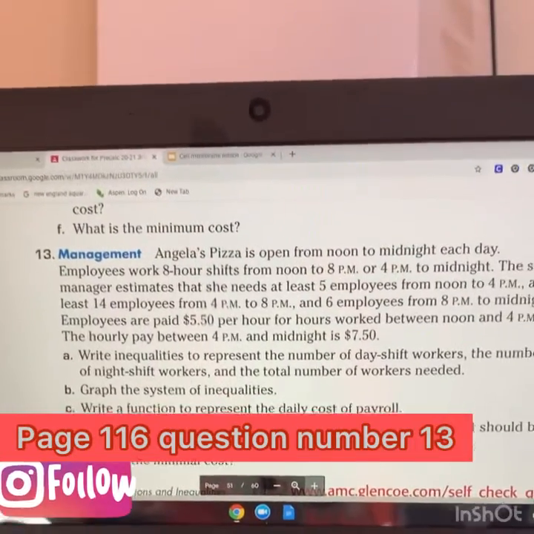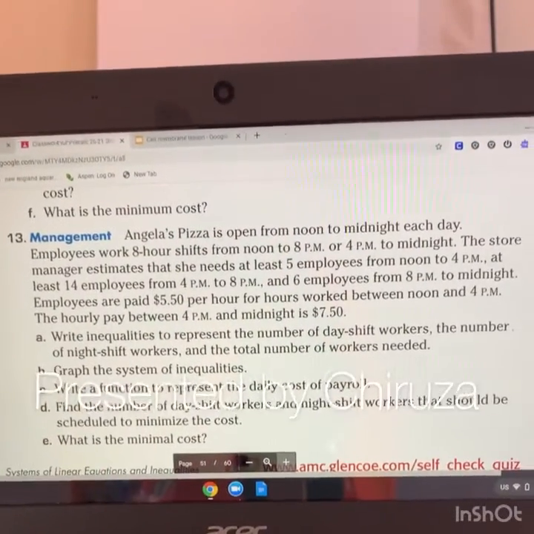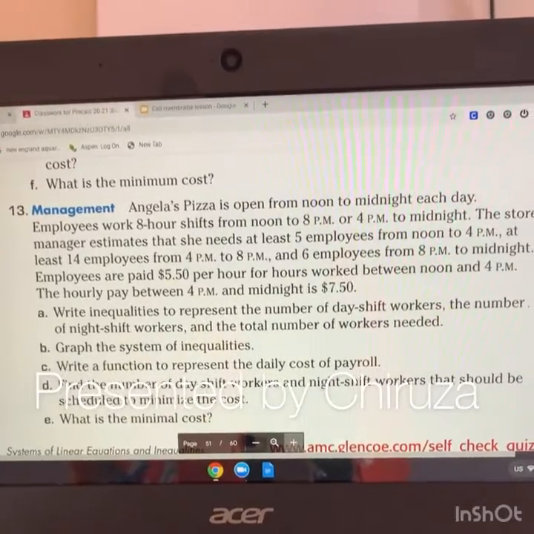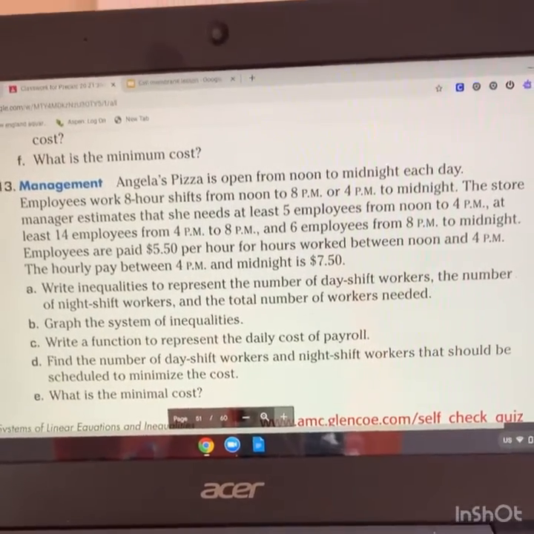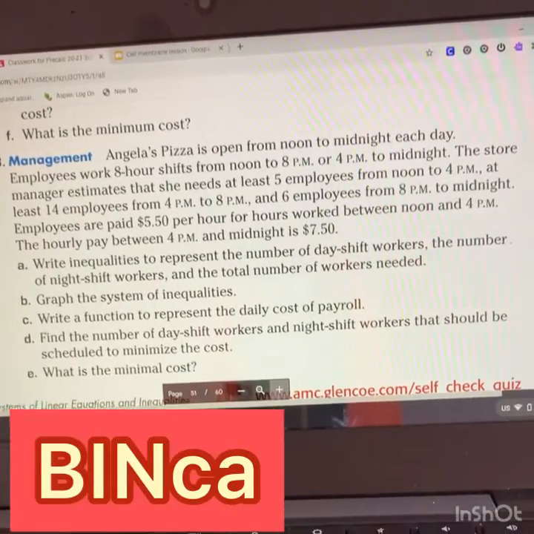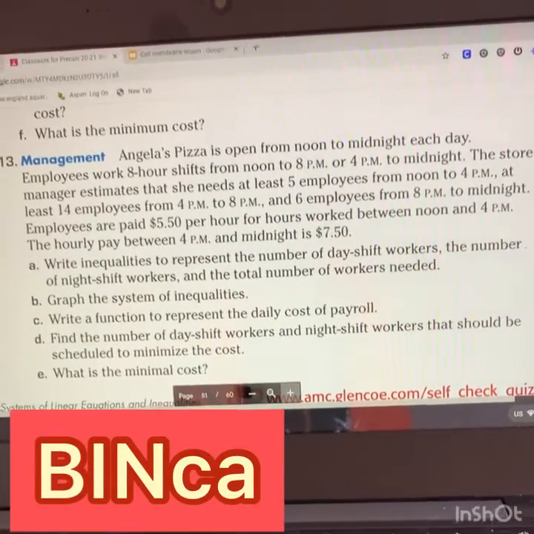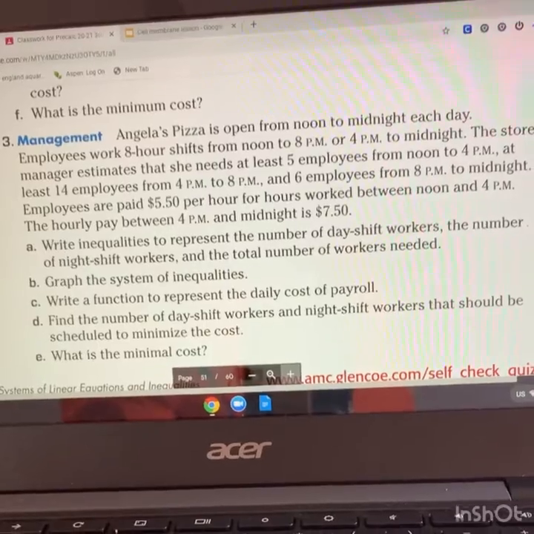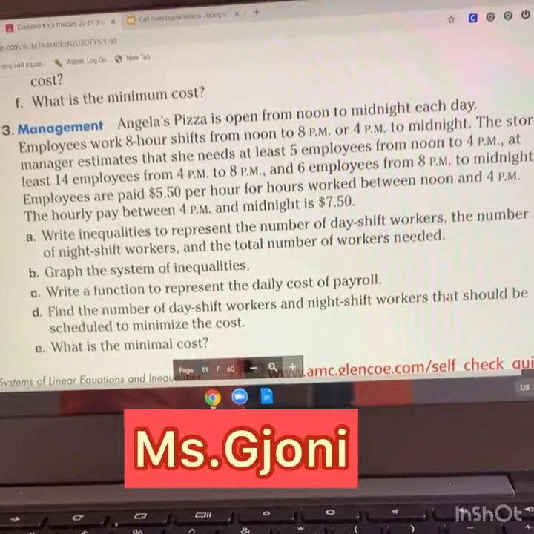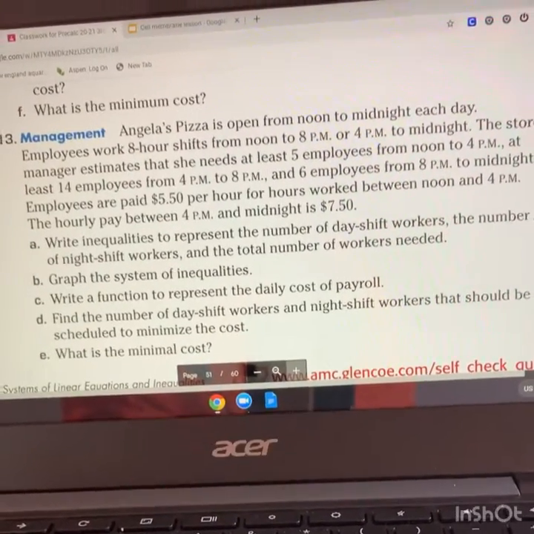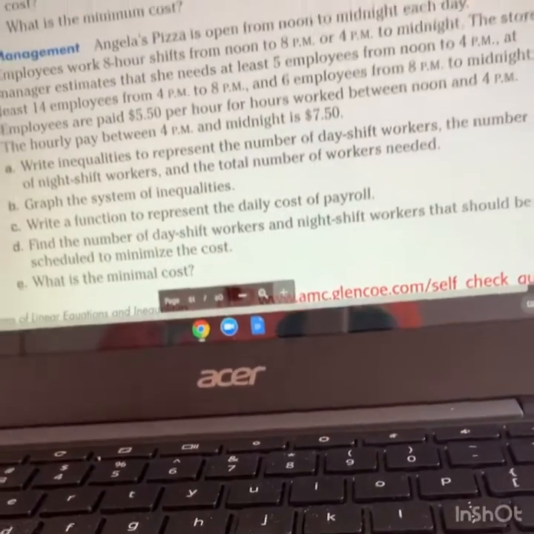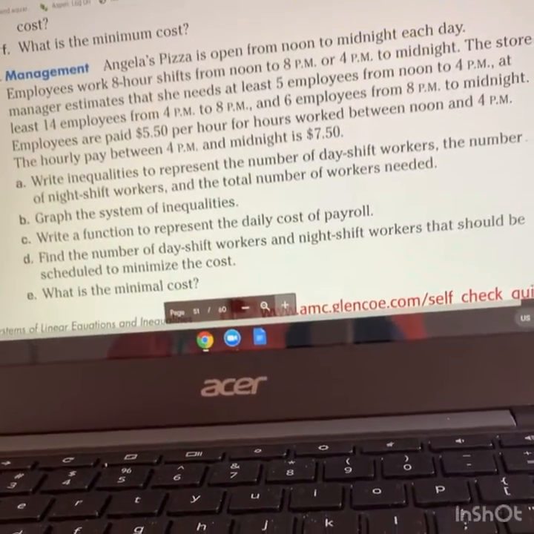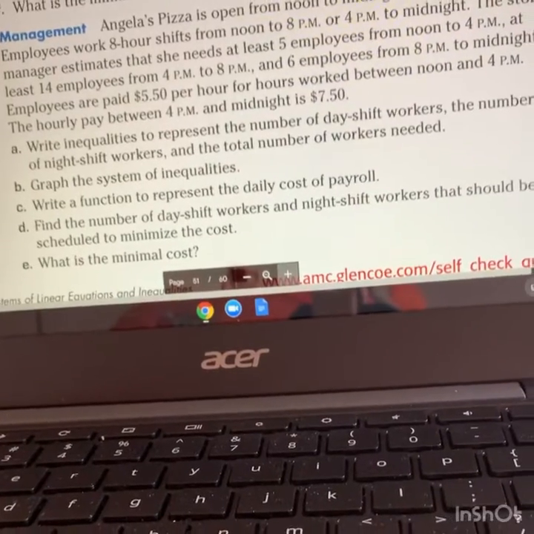So here's the question, number 13, about management. I'm going to talk about inequalities, and the question says, Angela's Pizza is open from noon to midnight each day. Employees work 8-hour shifts from noon to 8 p.m. Shift work that should be scheduled to minimize the cost.